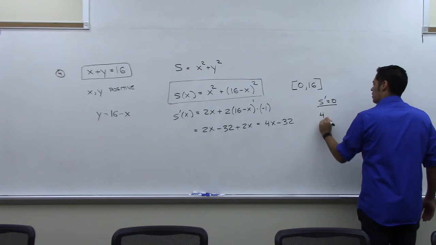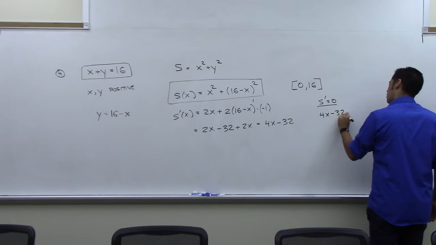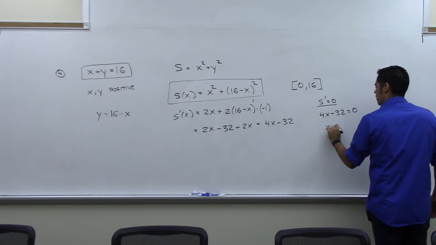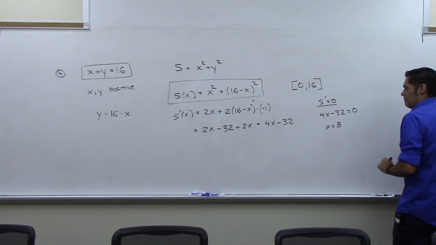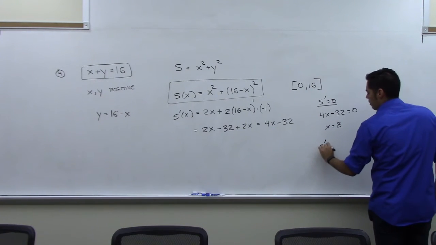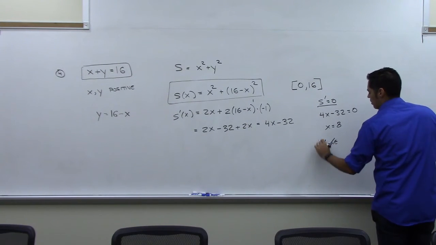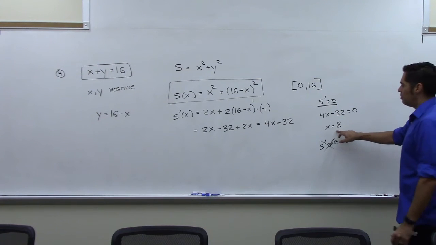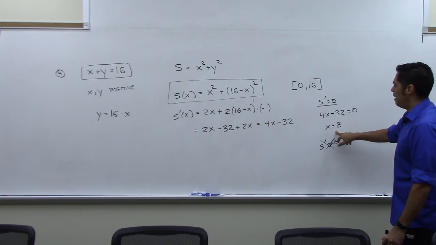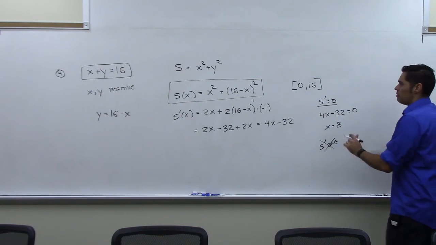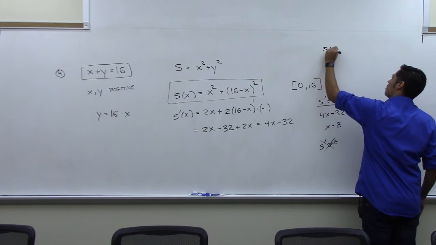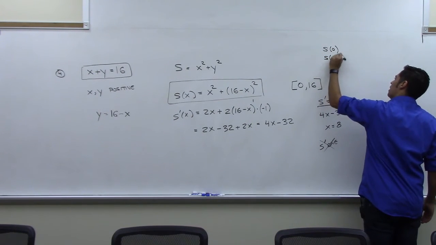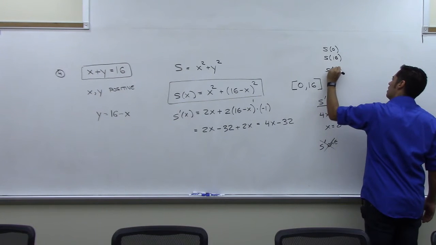And we're going to set that derivative equal to 0. And we get 4x minus 32 is 0. So x is equal to 8. And there's nowhere where the derivative doesn't exist because it's nice. So x equals 8 is a critical number. So what I'm going to do now is plug in, because this is closed interval method, I'm going to find s of 0, s of 16, that's the endpoints, and s of 8.